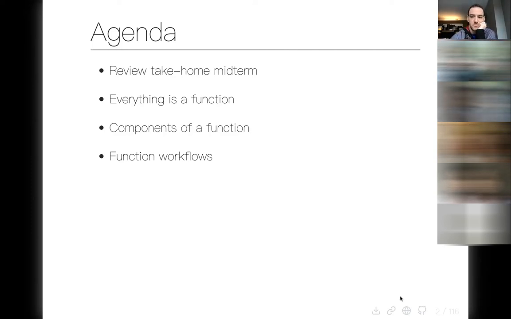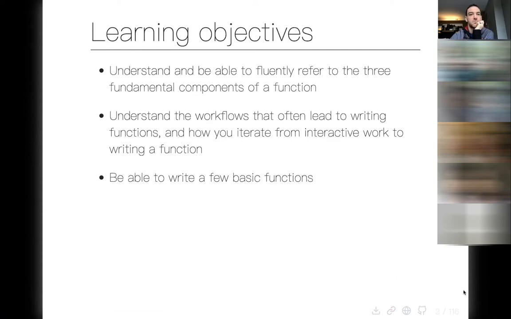So, learning objectives: understand and be able to fluently refer to the 3 fundamental components of a function. We'll talk about those when we get to the components of functions. And then understand that workflows often lead to writing a function, and how you would iterate from interactive work. So you're working on something over here, and then you move from that to, okay, now I'm going to abstract some of this work and wrap the whole thing into a function.